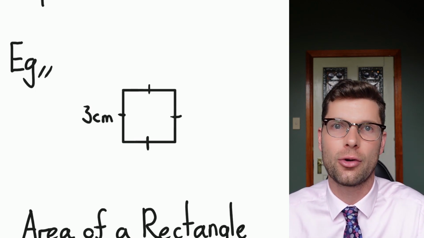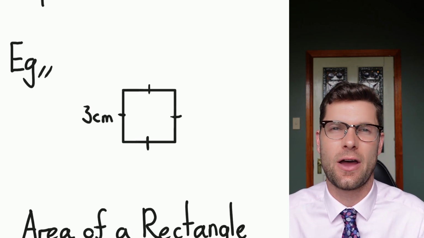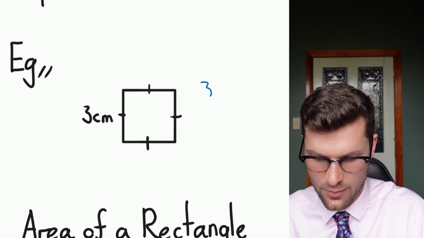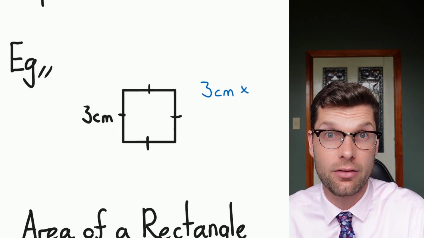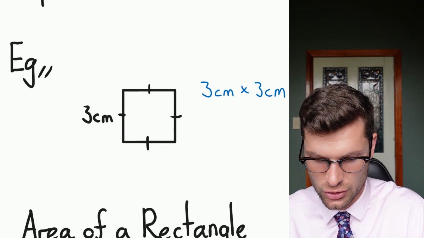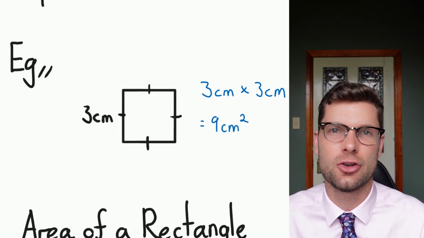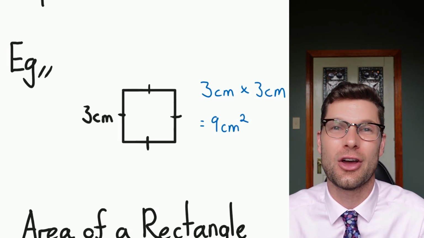So incredibly quickly, if you do have a question like this, where it's 3 centimeters on one side, they're all 3 centimeters. If you are asked to find the area of this square, all you have to do is do the 3 centimeters multiplied by 3 centimeters, which is equal to 9 centimeters squared. And that's all the working out you have to do. Again, make sure you put those units in.